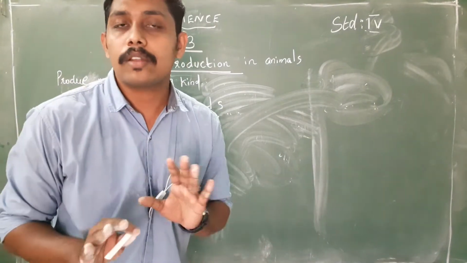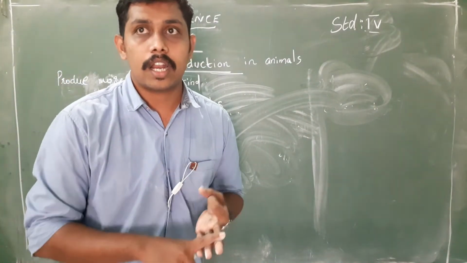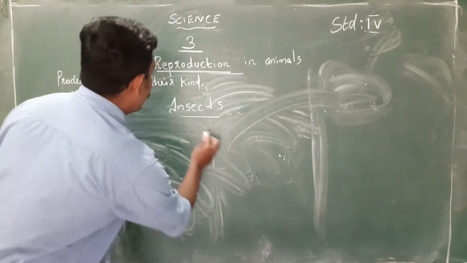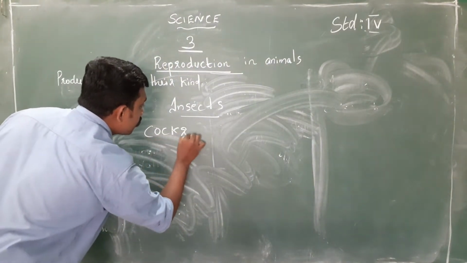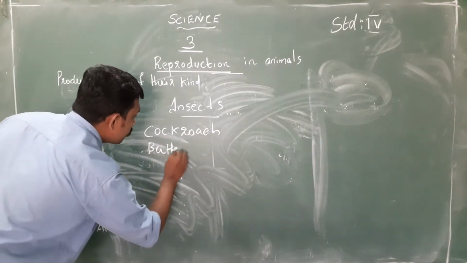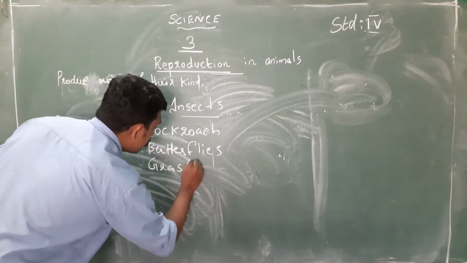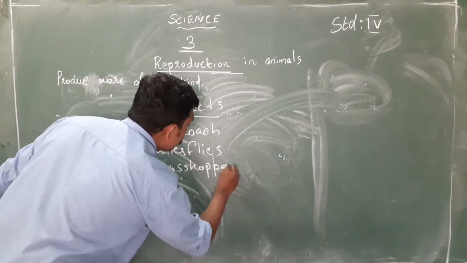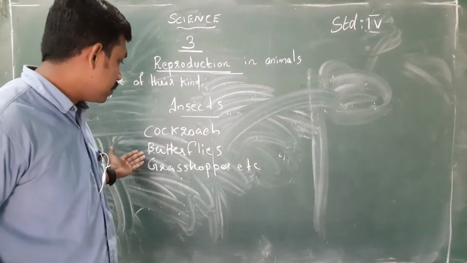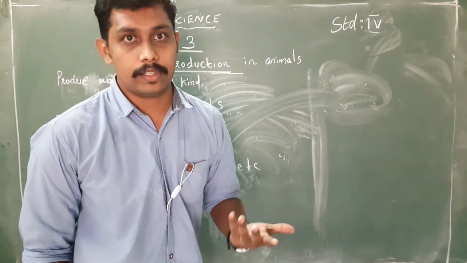Insects also lay eggs. Insects such as cockroach, butterflies, grasshopper, they also lay eggs, like cockroach, butterflies, grasshopper, etc. Insects like cockroach, butterflies, grasshopper, what do they do? They lay eggs.